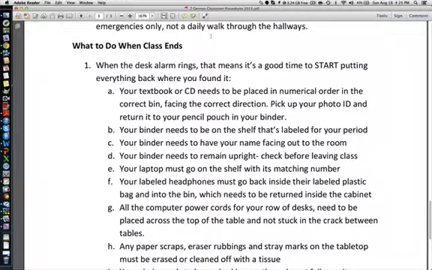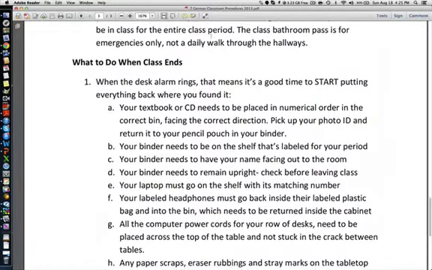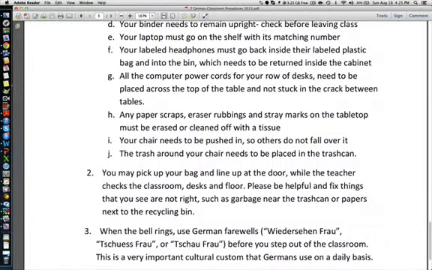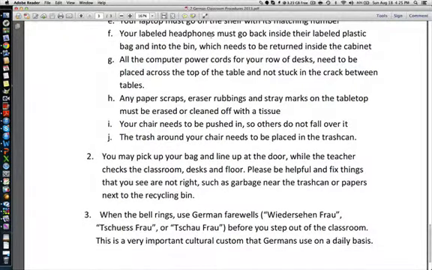G. All the computer power cords for your row of desks need to be placed across the top of the table and not stuck in the crack between the tables. H. Any paper scraps, eraser rubbings, and stray marks on the tabletop must be erased or cleaned off with a tissue. I. Your chair needs to be pushed in so others do not fall over it. J. The trash around your chair needs to be placed in the trash can.